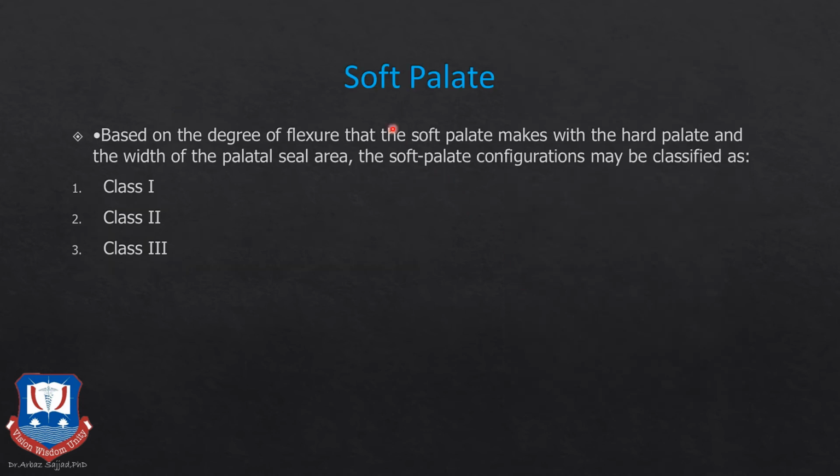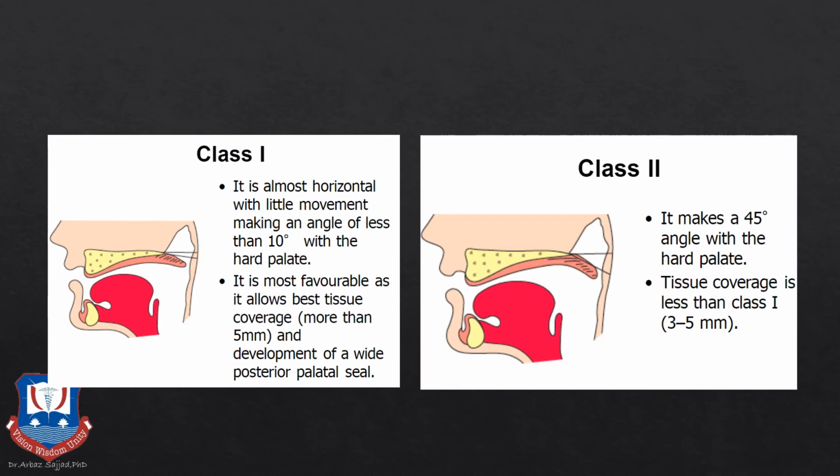Now coming to the soft palate, based on the degree of angulation the soft palate makes with the hard palate, it is again divided into three classes. Class 1 is where the soft palate is almost horizontal or parallel to the hard palate, with an angle of less than 10 degrees. This is the most favorable for denture construction and for placing the posterior palatal seal. The second is the class 2 palate. It makes a 45-degree angulation with the hard palate, and for the posterior palatal seal, we have limited tissue area.